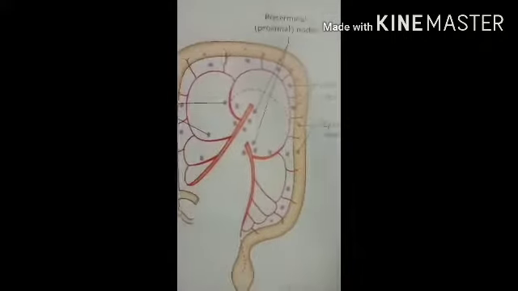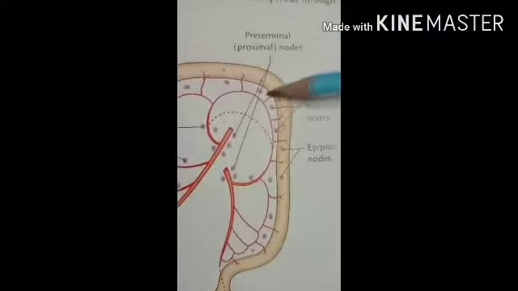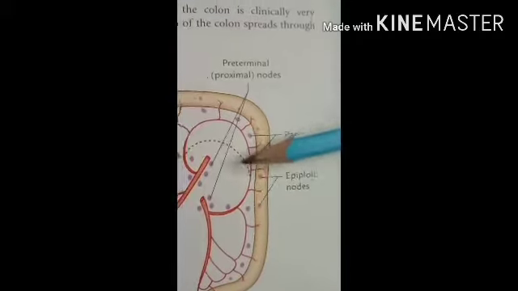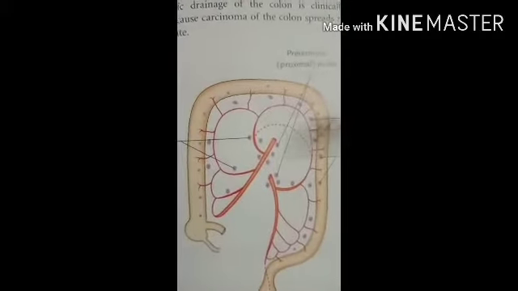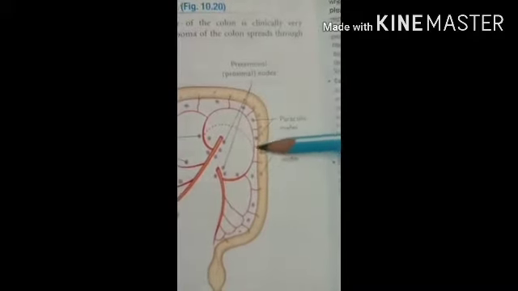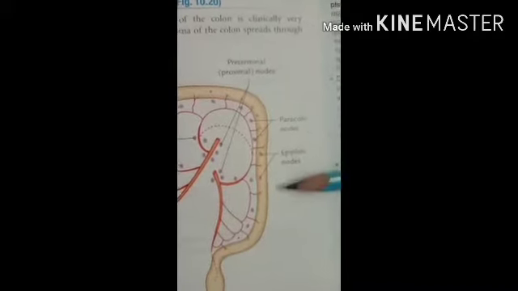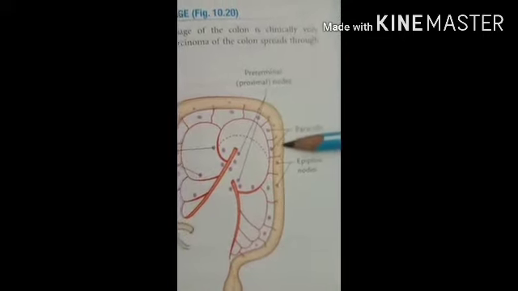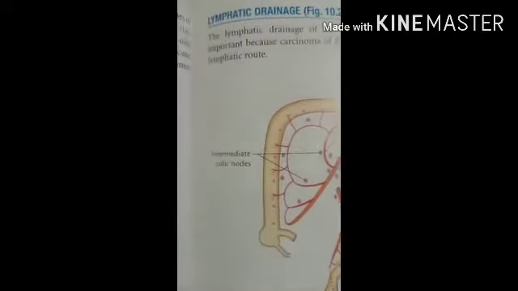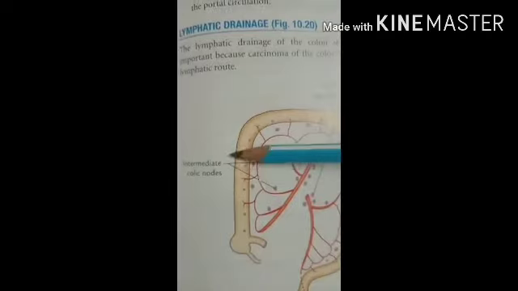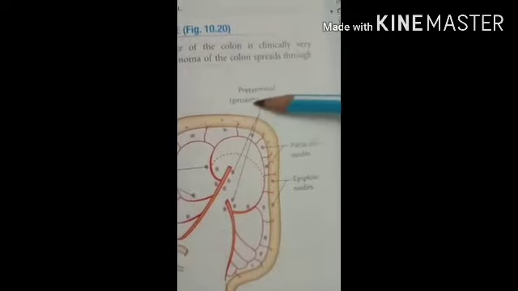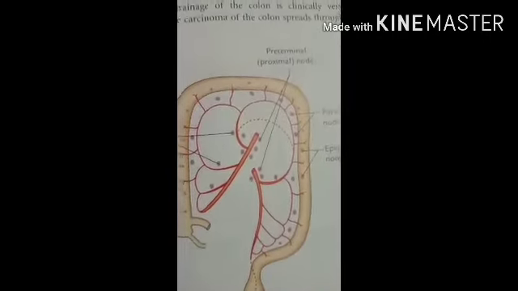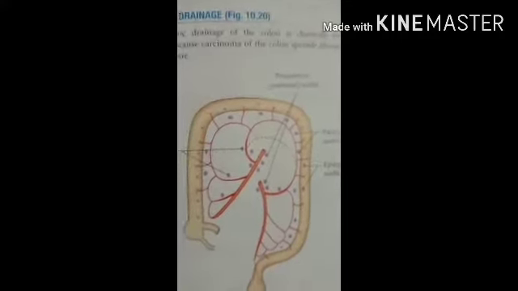Here you can see the lymphatic drainage. The lymphatic drainage of the colon is clinically very important because carcinoma of the colon spreads through the lymphatic route. It is drained by the epiploic lymph nodes. Here you can see the epiploic lymph nodes, then the paracolic lymph nodes, then the intermediate colic nodes, and the pre-terminal lymph nodes. Okay, so these are the lymph nodes which drain the vessels.